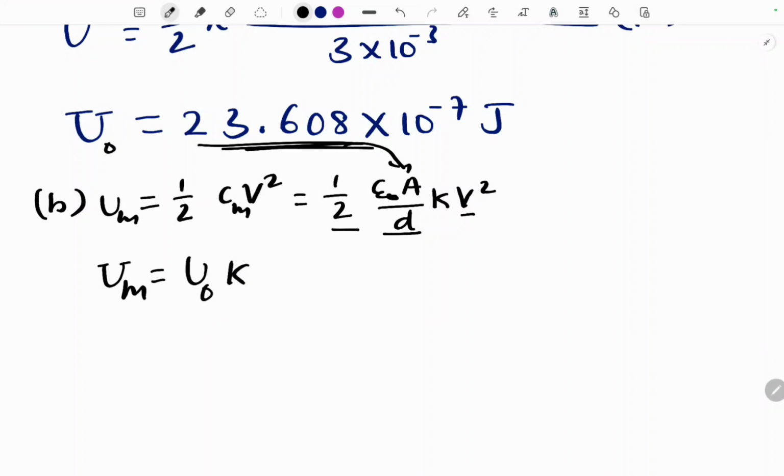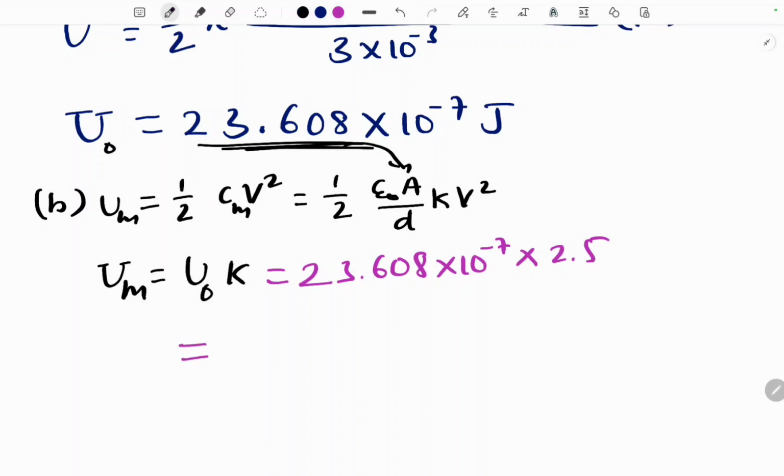Now I can write U naught into K, because the remaining value is called U, epsilon naught A by D, that we have already calculated. Now if I substitute the value here, 23.608 into 10 to the power minus 7 into K value, which is given as 2.5. Let us multiply that. So you will get the value of energy stored in the capacitor in the presence of the dielectric medium, 59.02 into 10 to the power minus 7 joules.